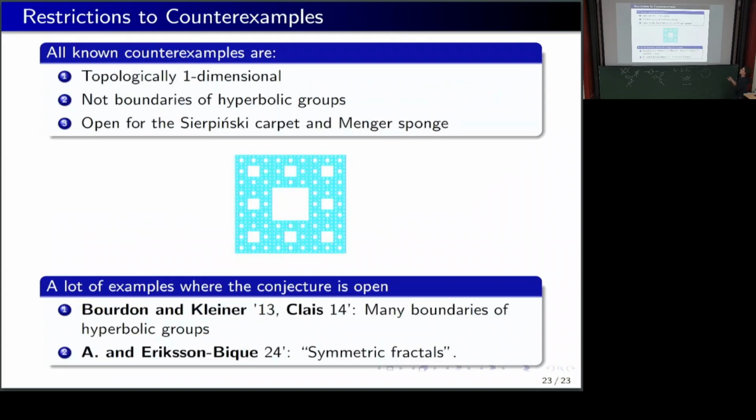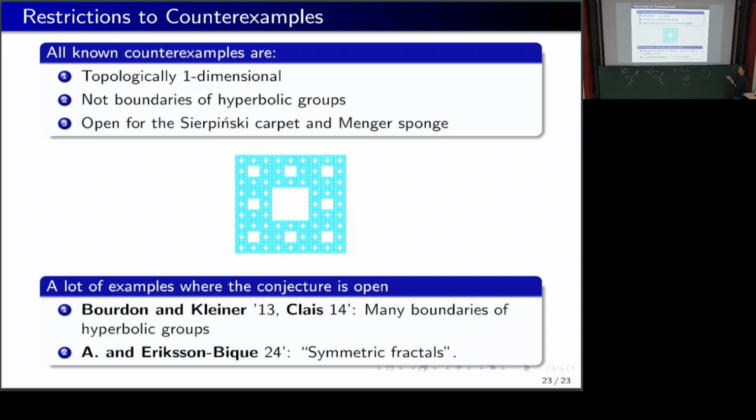The last thing I want to mention is that all counterexamples at the moment are topologically one-dimensional. This is because our construction exclusively produces topologically one-dimensional objects. At the moment, there are no counterexamples with the boundaries of hyperbolic groups, and it is still open. All of these are quite restrictive, especially the first one shouldn't be a real obstacle, but I have tried. At the moment, no ideas.